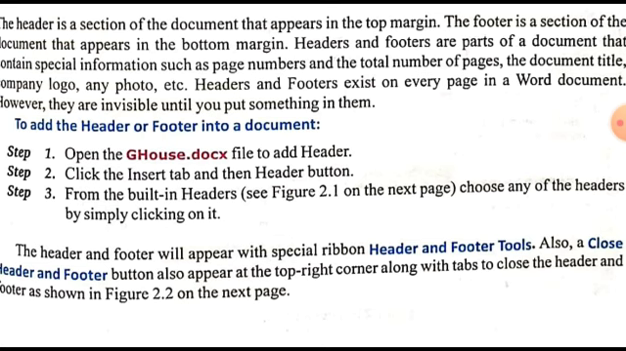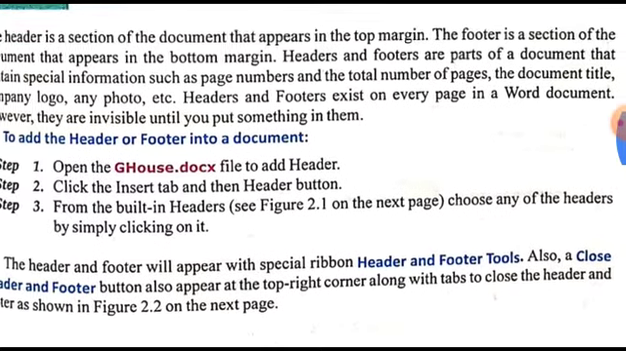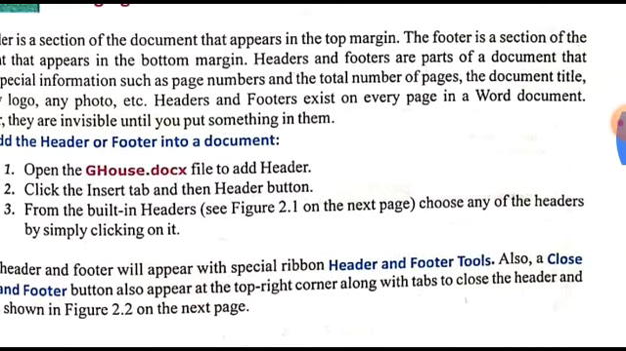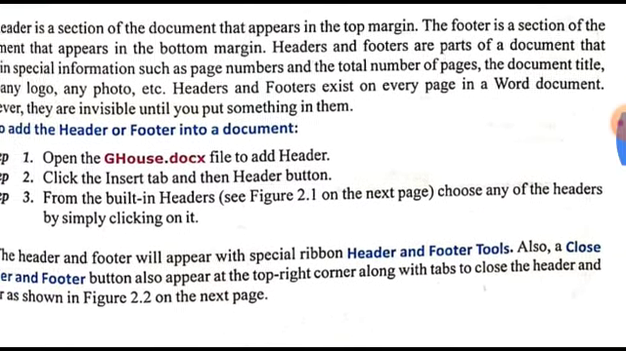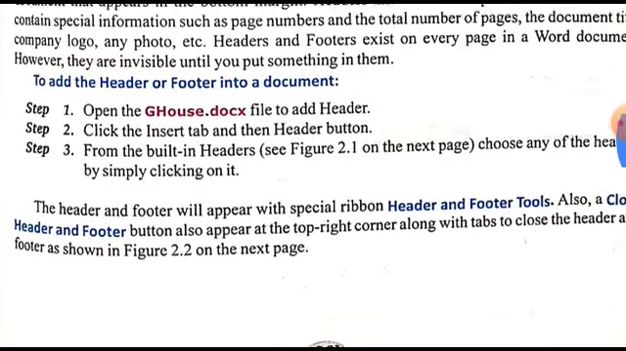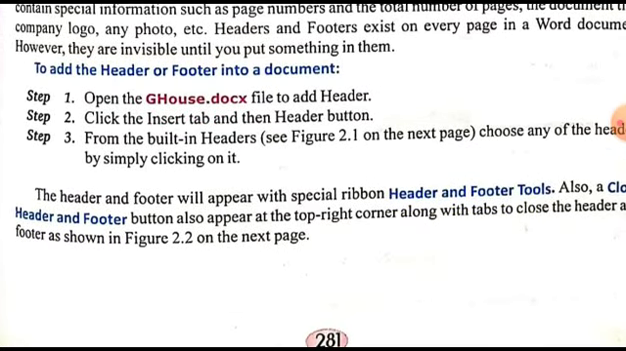Whatever type of built-in header we select, that type of built-in header will be inserted into our document, and we have to choose any of the headers by simply clicking on it. Then the header and footer will appear with a special ribbon, Header and Footer Tools. As soon as you click on any of the built-in headers, the header and footer will appear with this special ribbon.